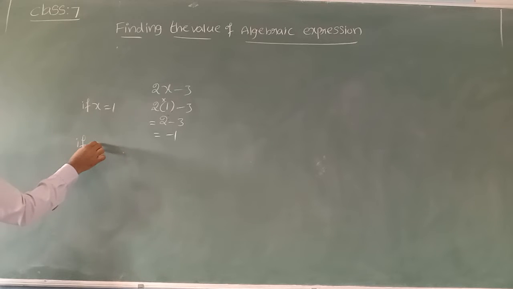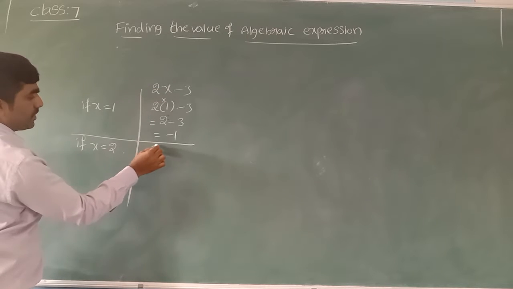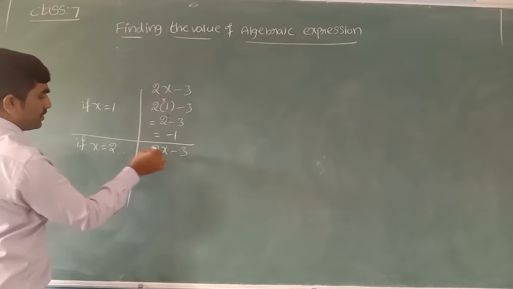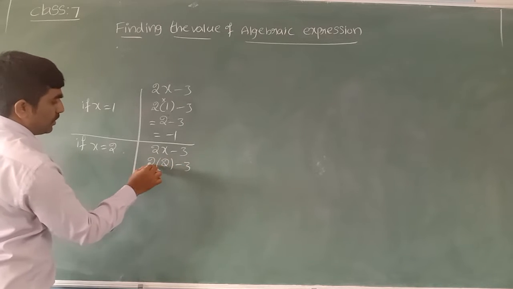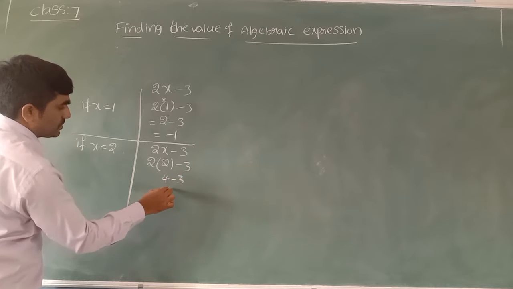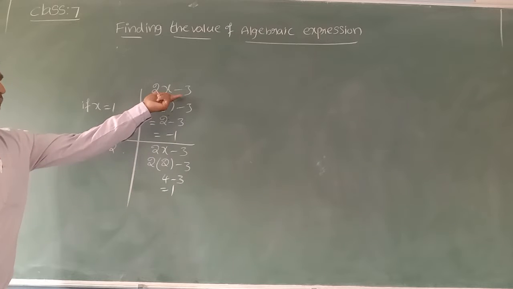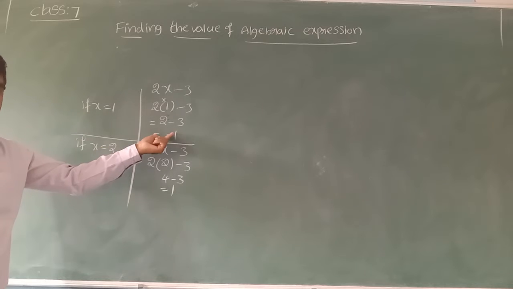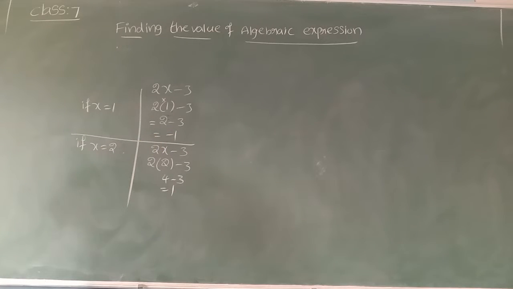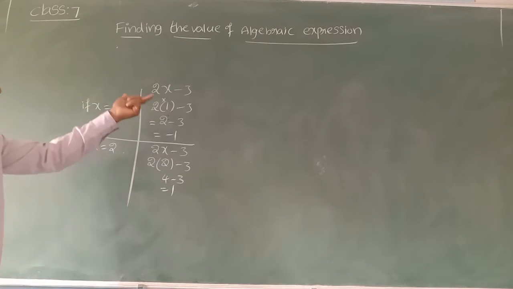If x is equal to 2, what is the expression? 2x minus 3. In the place of x, substitute 2. In the place of x, I write 2(2) minus 3. 2 twos are 4, minus 3, which gives 1. So this is the way you can find the value of the algebraic expression. The value of this algebraic expression at x equal to 1 is minus 1, and the value at x equal to 2 is 1. Like that you can find the value of the algebraic expression.